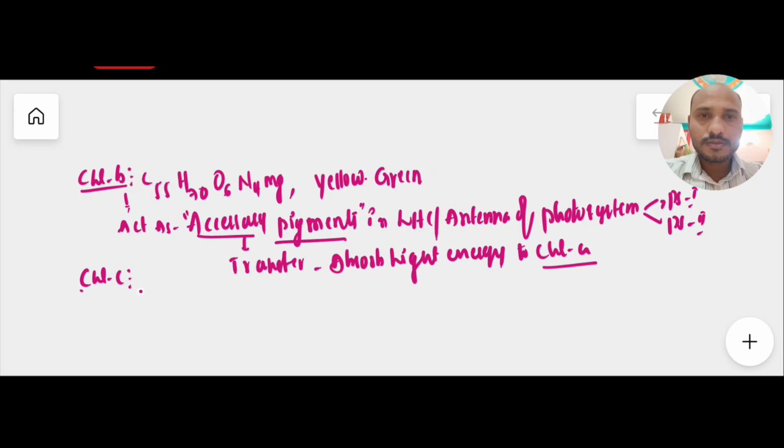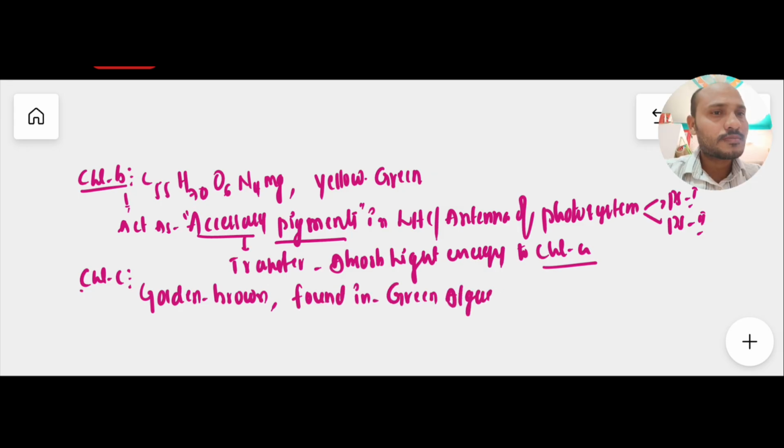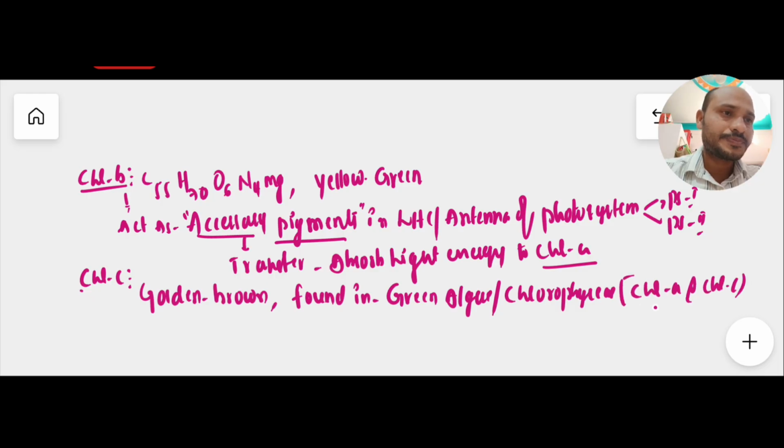Now coming to chlorophyll C. Chlorophyll C is golden brown in color. Generally chlorophyll C is found along with chlorophyll A, and not only that, it is also found in brown algae. Here brown algae means Phaeophyceae members.